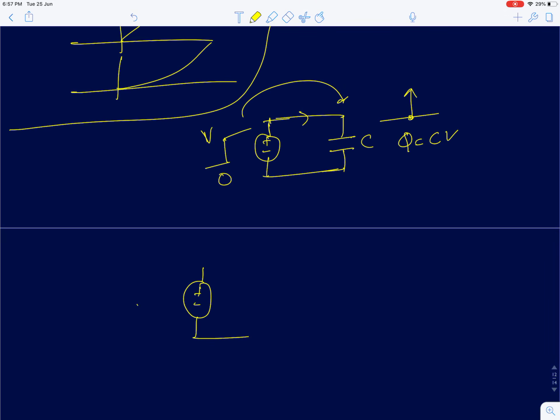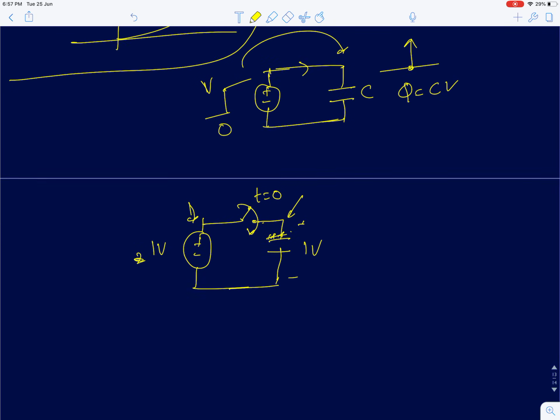Now let's assume I have a 1 volt source. A capacitor is already charged to 1 volt. There is already charge present on this plate. There is 1 volt here. Now if I use a switch and at t equal to 0, instantly I connect it, then these two are already equipotential surfaces to begin with. So there won't be any net charge transfer. There won't be any charge transfer at all.